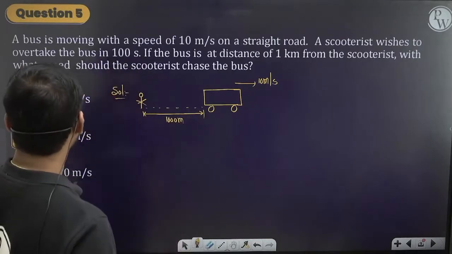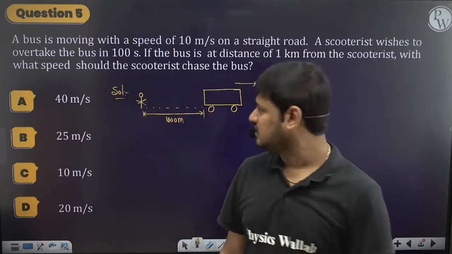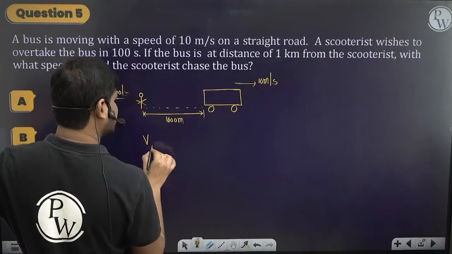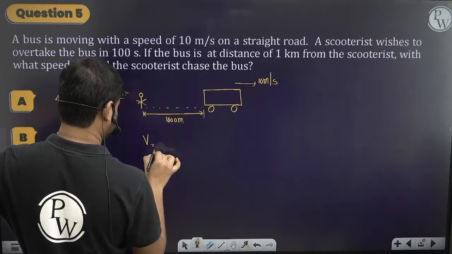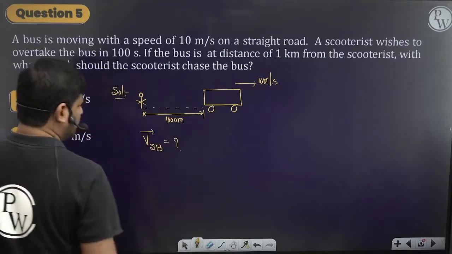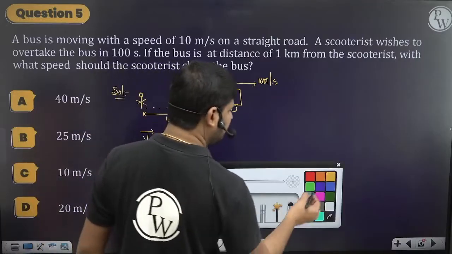Okay. So then with what speed should the scooterist chase the bus? So the velocity of the scooterist with respect to bus, that we have to find. What is the velocity of the scooterist with respect to bus? We have to find. Okay now.